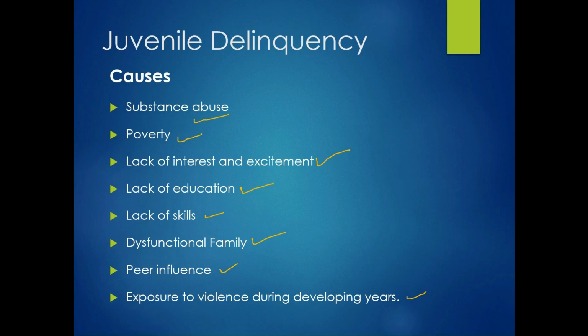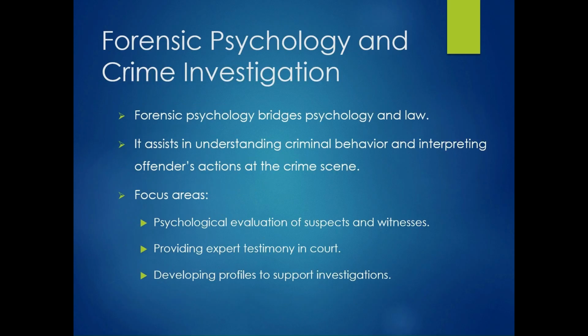The focus with juveniles should be to reform, not exactly punishment, because their behavior can still be shaped positively with good reinforcement and learning, right? So that was juvenile delinquency. Next we have forensic psychology and crime investigation. So forensic psychology connects psychology with law. This we have studied in the previous video, right?